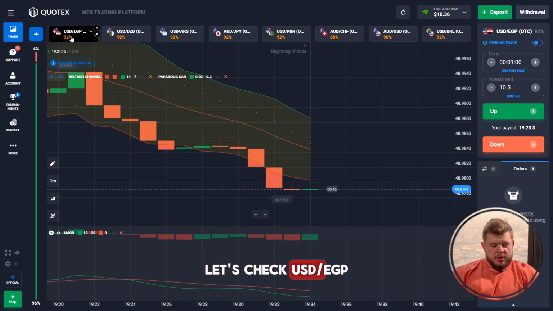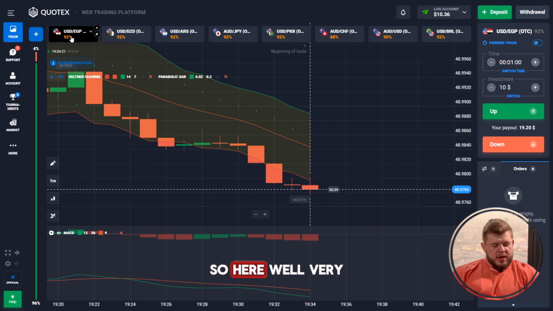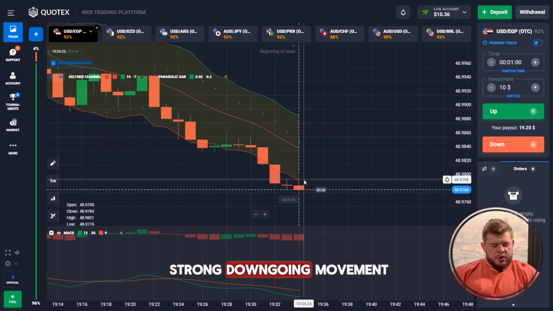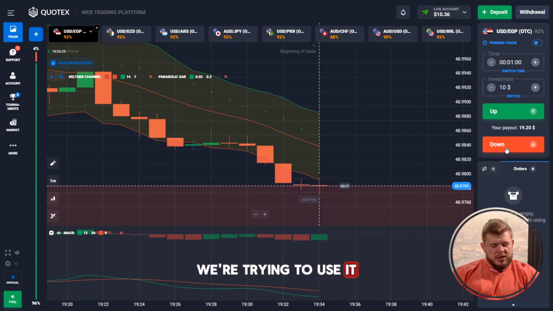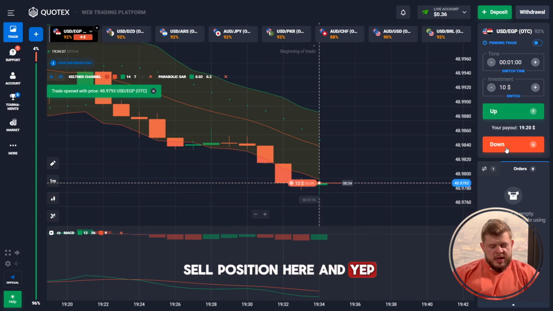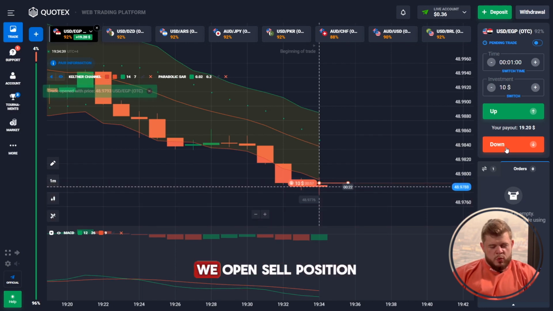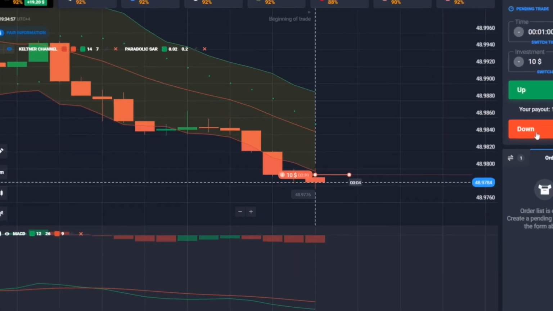Okay, let's check USD EGP. So here we have a very strong down-going movement. We're trying to use it. That's why we're opening a sell position here. And yep, we have done this. We opened a sell position, investing our 10 bucks here. We have invested them.